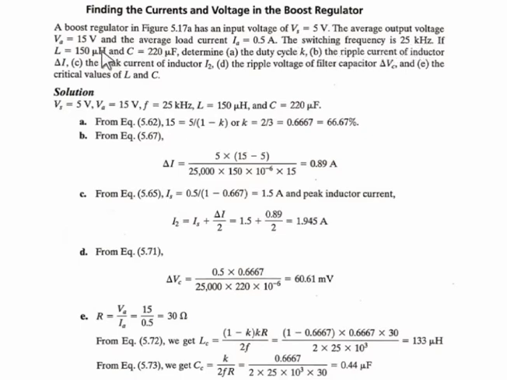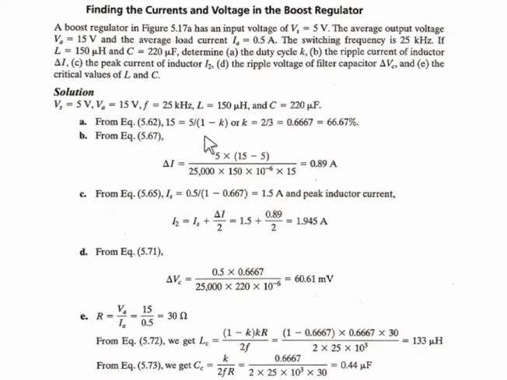If L equal to 150 microhenry and C equal to 220 microfarad, determine first the duty cycle K, ripple current in inductor delta I, peak current in inductor I2, and the ripple voltage of the filter capacitor delta Vc, and finally the critical value of L and C for the continuous inductor current and the continuous capacitor voltage. So from these parameters we write Vs equal to 5 volts, Va equal to 15 volts, F equal to 25 kilohertz, L is 150 microhenry, C is 220 microfarad.